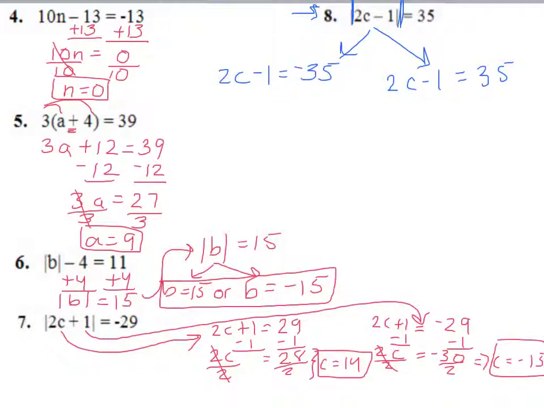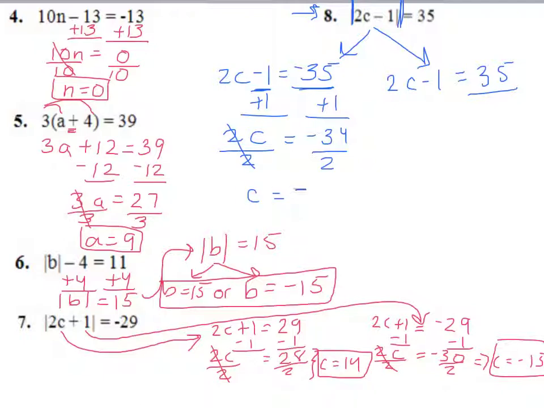Remember that the only way to get rid of absolute value symbols is to split the problem into 2, where you have the positive version of the answer on one side and the negative version of the answer in the other problem. Now we can go ahead and solve normally. We'll start with the problem on the left. So now we can add 1 to both sides to get rid of that minus 1. So plus 1 and plus 1. So we get 2c on the left equals negative 35 plus 1 would be negative 34. Now we divide both sides by 2 to get c alone. We get c equals negative, because one of the numbers is negative and one is positive, 17.